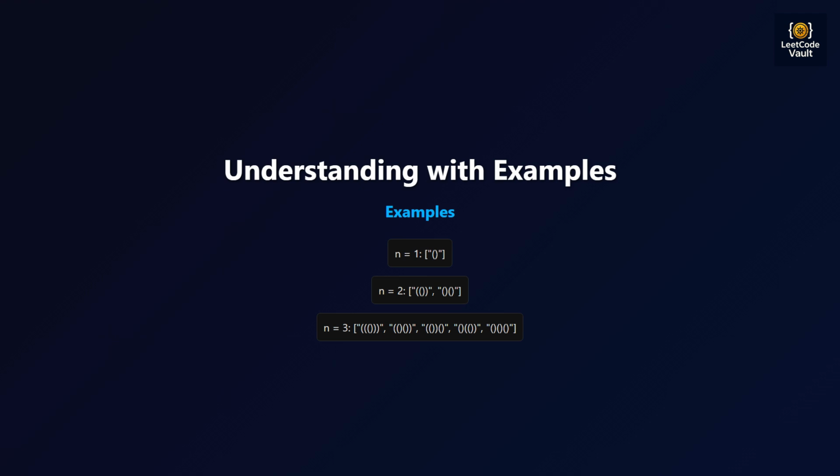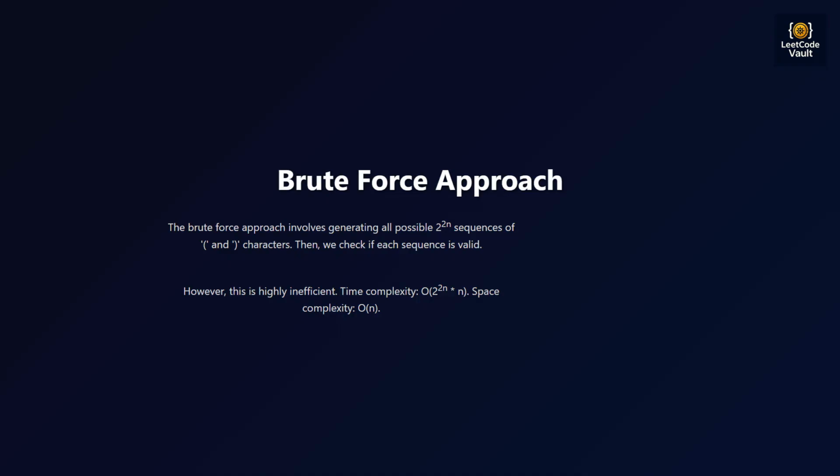For n equals 3, as mentioned before, we have 5 valid combinations. Seeing these examples helps us visualize the problem and understand the patterns involved in generating these combinations. We'll use this understanding to craft our solution. The key is to ensure that at any point, the number of closing parentheses never exceeds the number of opening parentheses. Brute force approach. One way to approach this problem is through brute force.